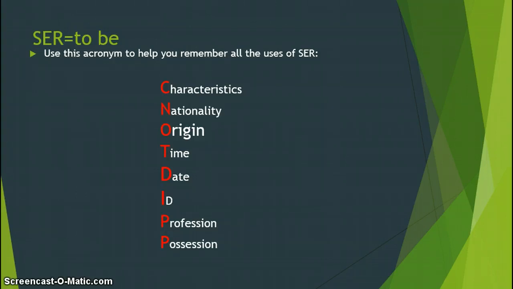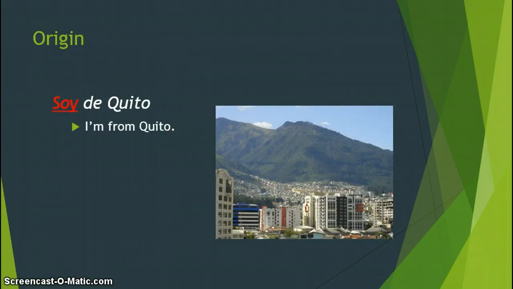Each of these letters, however, represents one of the uses of ser. C stands for characteristics, N is for nationality, O is for origin, which kind of goes with nationality, T for time, D for date, I stands for identification, or ID, abbreviated. Profession and also possessions are times when I will use ser. So we're going to look at some examples using these general categories.